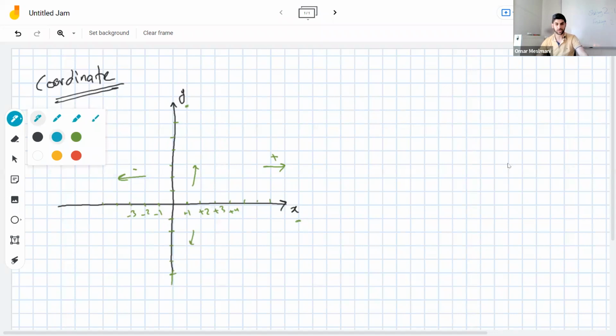All right, now any point I can choose, for example, like this. This is point A. Now for point A, I have something called the coordinate of A. What is the coordinate of A? It's actually a point on X and a point on Y.